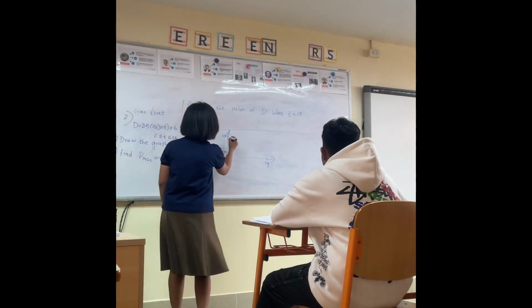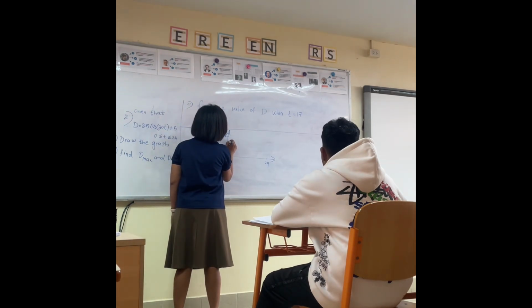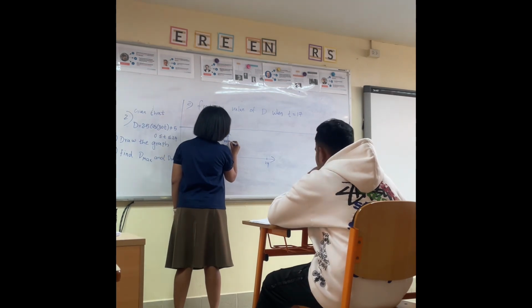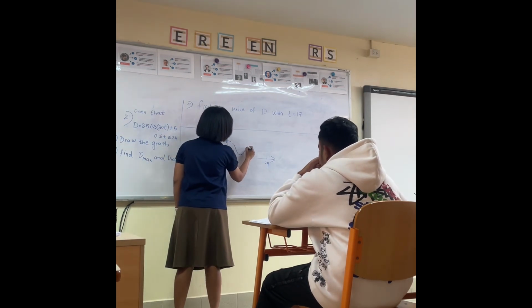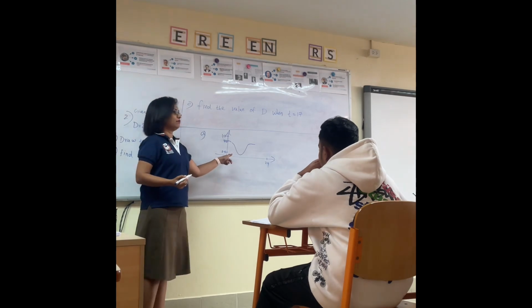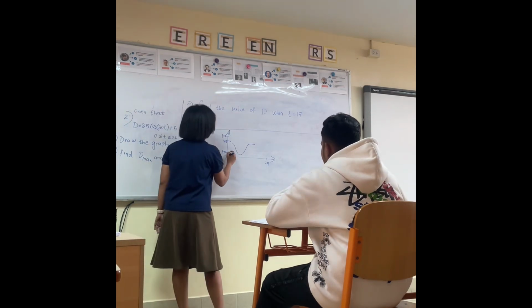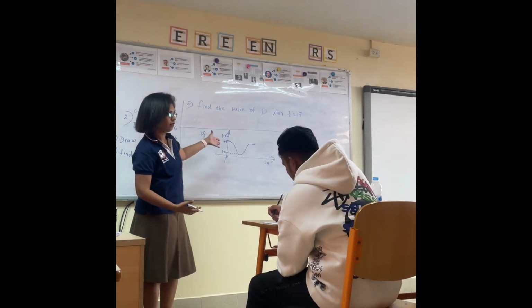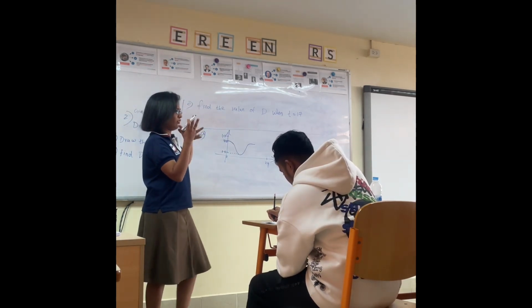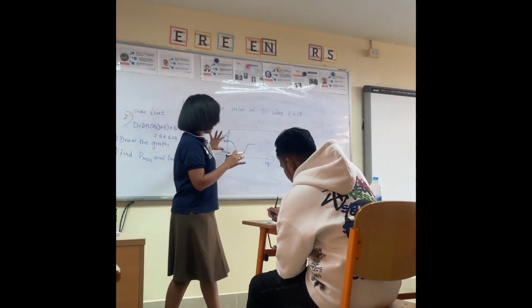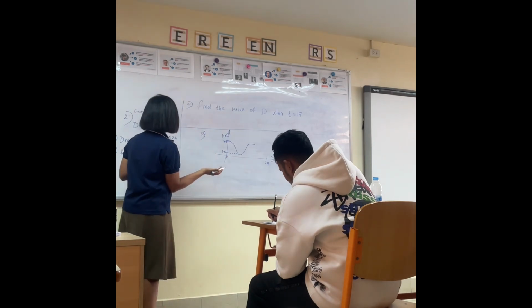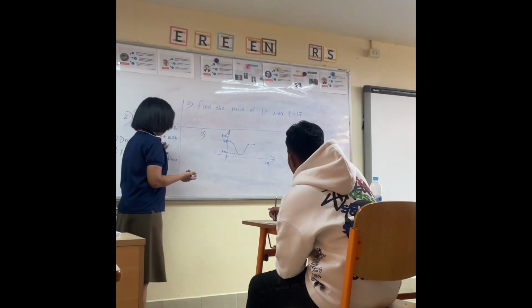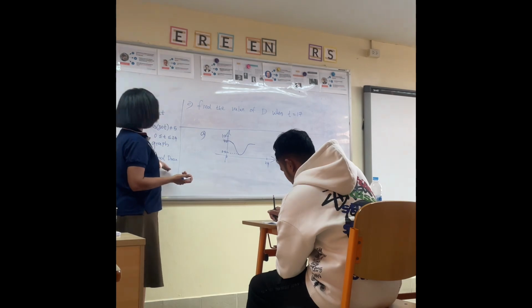So D max, we got it as 7.5. Is the graph like this? Yes, please draw like this. And don't forget, not like this. Okay? We don't want exact. Just mention the D max, D minimum. Now you can find it, right? D max and D minimum already.